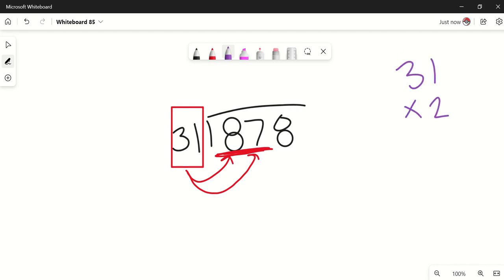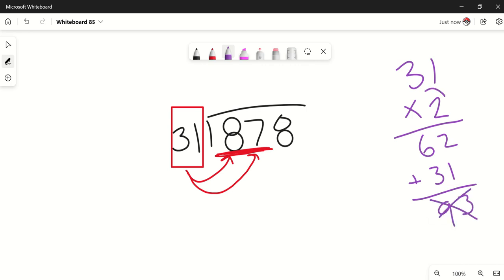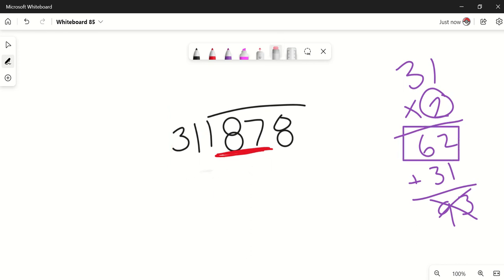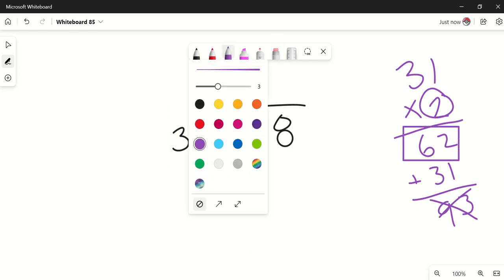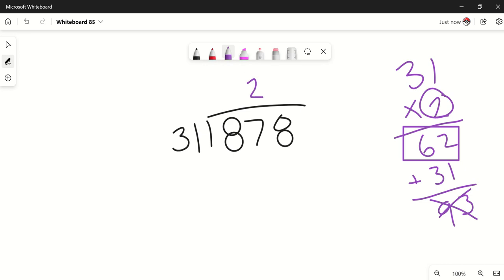31 times 2. 2 times 1 is 2. 2 times 3 is 6. So this is twice. If I add one more 31, I'm definitely going to be over my 87. 2 plus 1 is 3, and 6 plus 3 is 9. So it's not 3 times, it's going to be 2 times, which will be 62. So 31 will go into 87 twice, which will make 62.